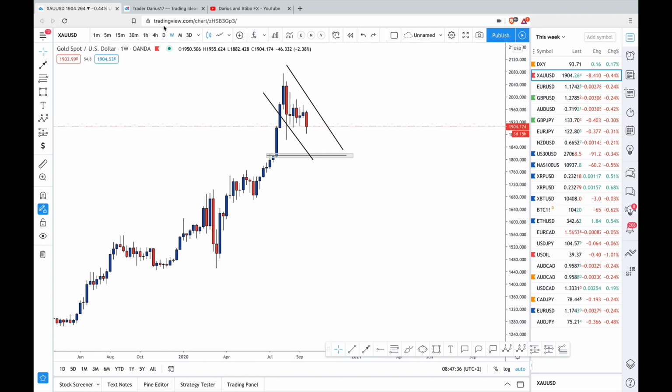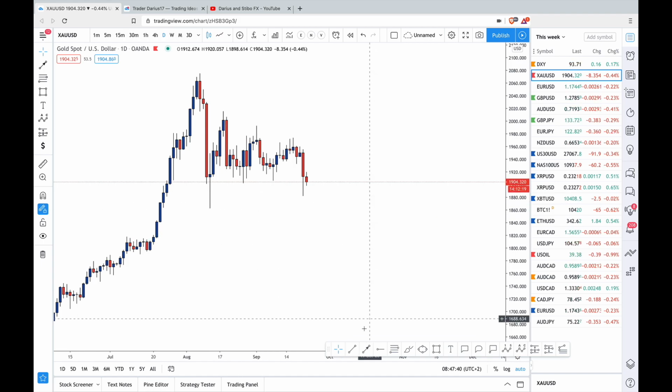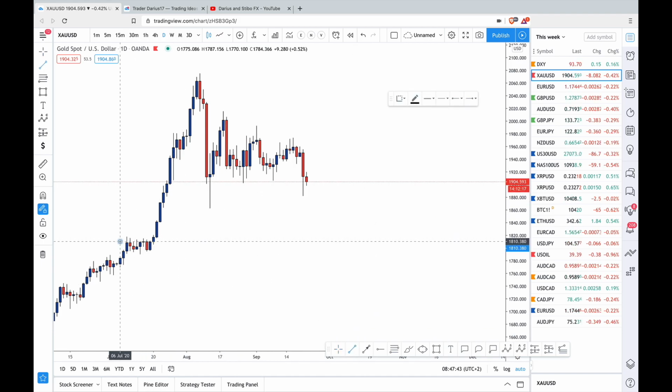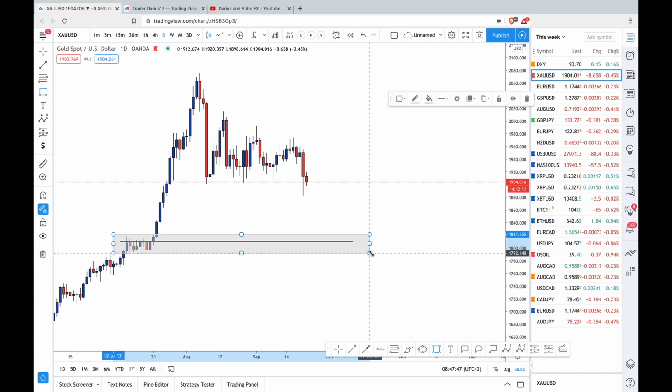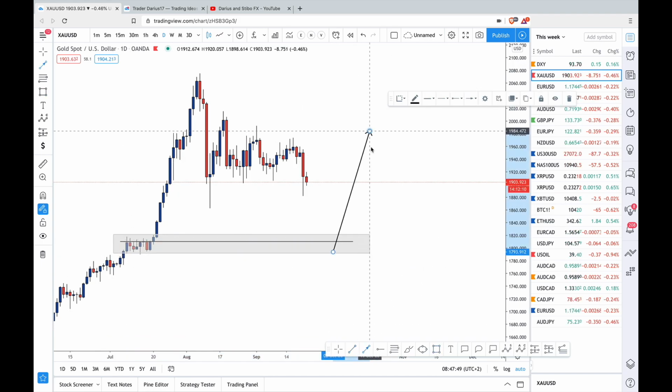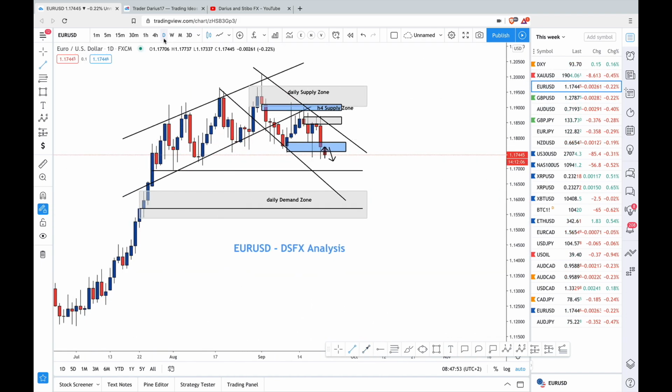So I do expect a drop to the downside. Right now, this should be your target over here, this support area over here, and then simply monitor price action if we're going to achieve this level for a potential nice buy opportunity, okay? Now let's switch to the EUR/USD.